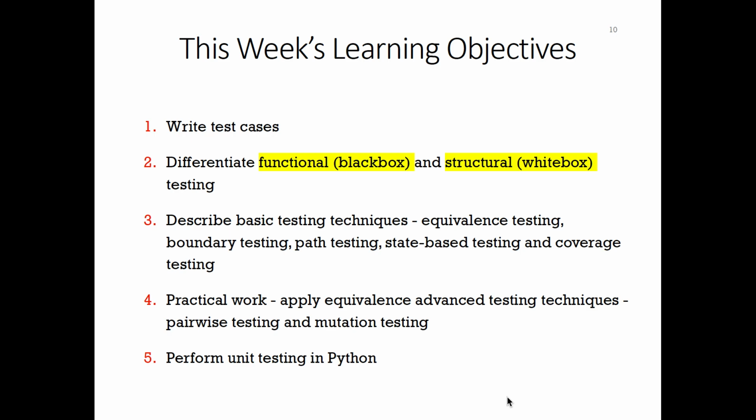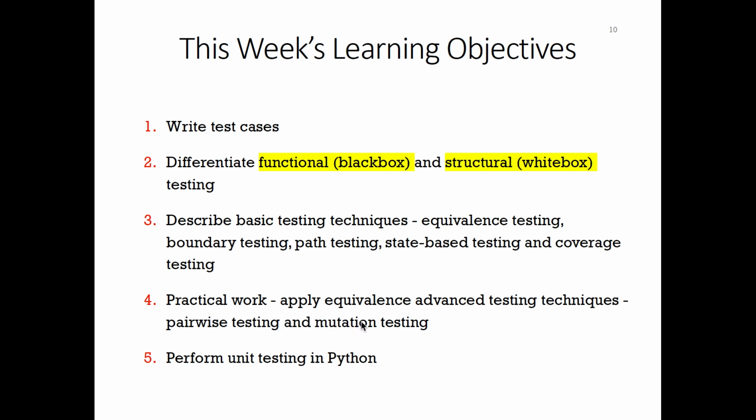So what we're going to learn this week is to write test cases. We'll also understand some terminology: black box, white box, or functional, structural. And we'll learn a few very basic testing techniques. Next week we'll learn some more advanced ones, but this week we'll learn something very simple: equivalence testing, boundary testing, path testing, state-based testing, and coverage testing.